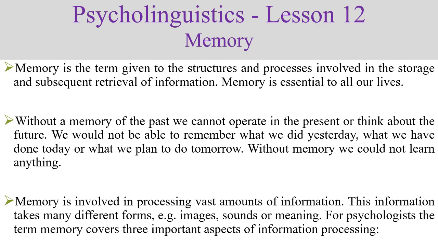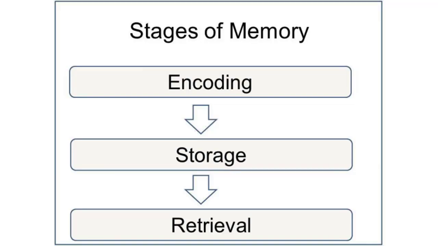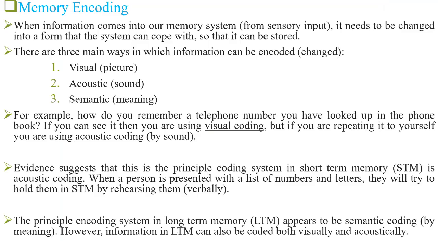So, basically, memory is involved in processing vast amounts of information. This information takes many different forms. So we store information in the form of images, sounds, or meaning. For psychologists, the term memory covers three important aspects of the information processing. These are encoding, storage, and retrieval. We're going to see each one of them.